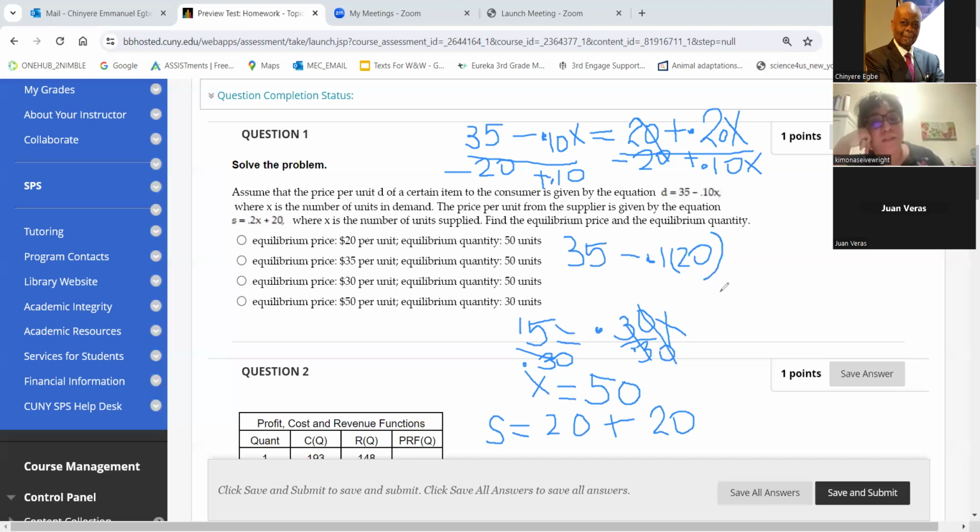I'm not past when you said x is equal to 50. So x is 50. So let me erase this.